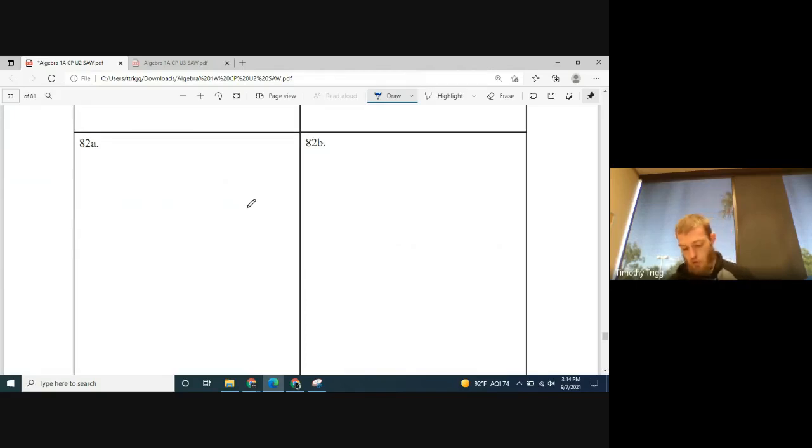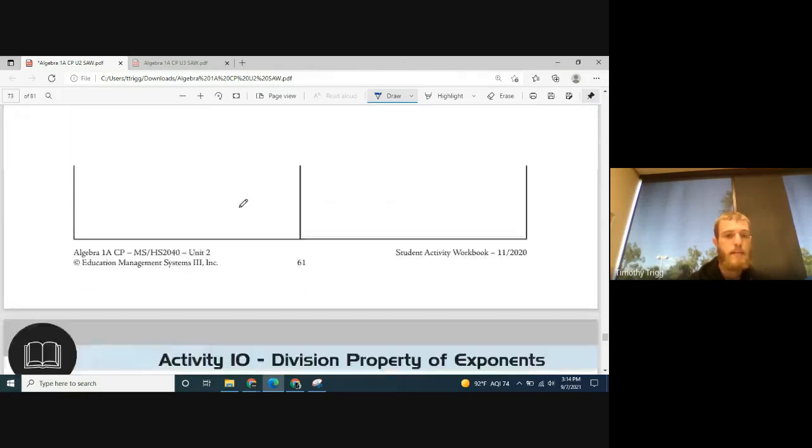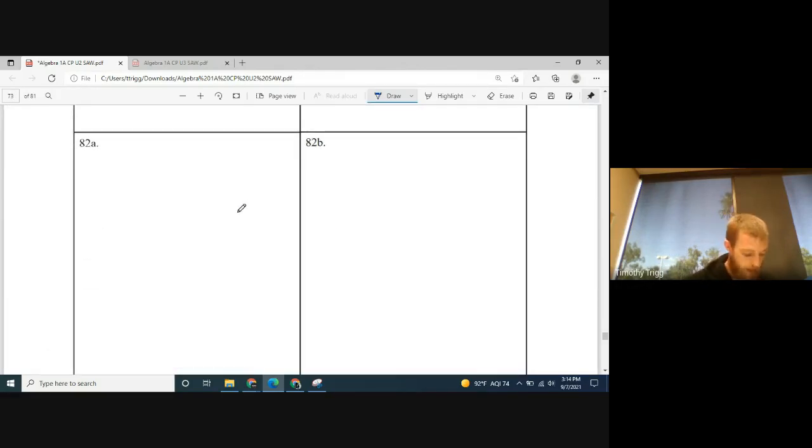Okay, 82A. So we're going to do A, B, and C of question 82. So that's on page 444. Finance. In the year 2000, the United States government owed about 5.63 trillion to its creditors. The population of the United States was 282.4 million people. How much did the government owe per person in 2000?